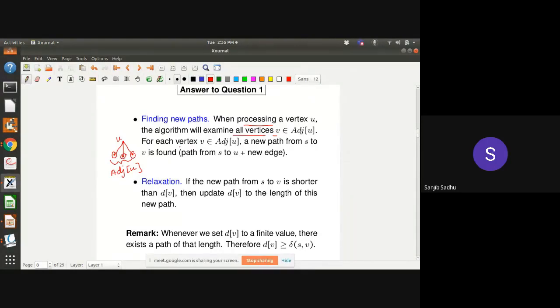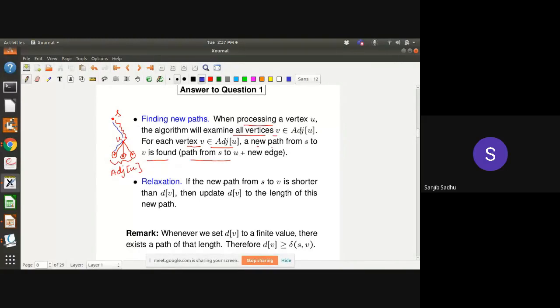Now for each such vertex V that is adjacent to U, a new path from S is found. Here I am drawing a curvilinear line, meaning there are many other vertices. This is S. So I will update the path from S to V: path from S to U plus the new edge. That means I am coming from here to here, and then going to this vertex. There are some rules that we will see.